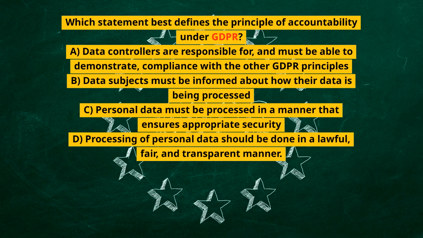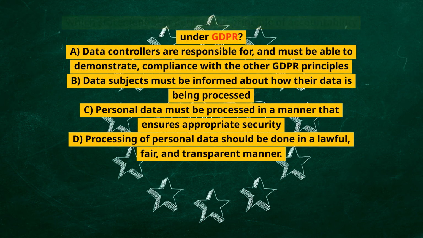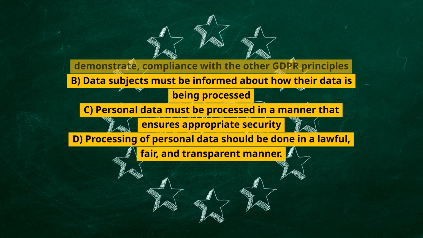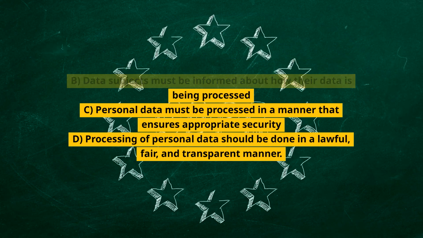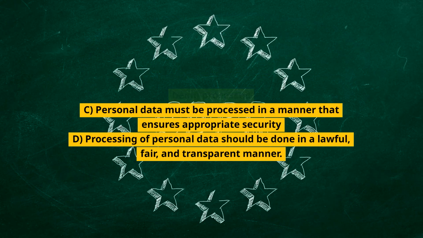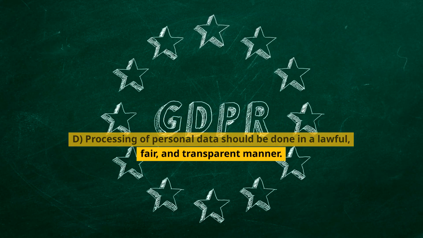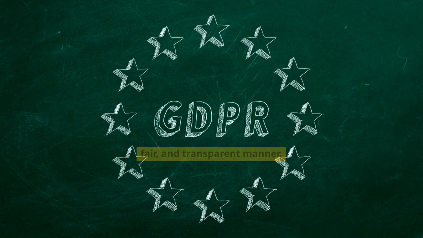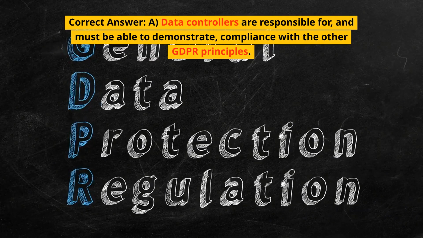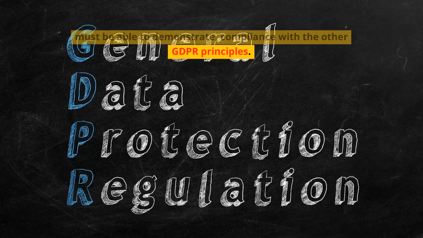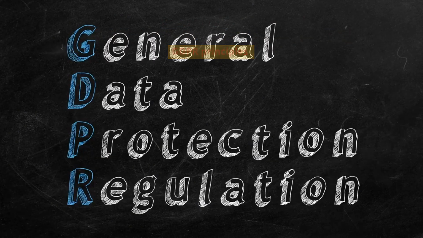Which statement best defines the principle of accountability under GDPR? A. Data controllers are responsible for, and must be able to demonstrate, compliance with the other GDPR principles. B. Data subjects must be informed about how their data is being processed. C. Personal data must be processed in a manner that ensures appropriate security. D. Processing of personal data should be done in a lawful, fair, and transparent manner. Correct answer: A. Data controllers are responsible for, and must be able to demonstrate, compliance with the other GDPR principles.